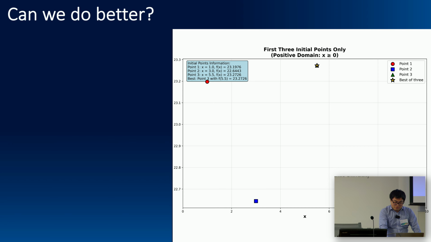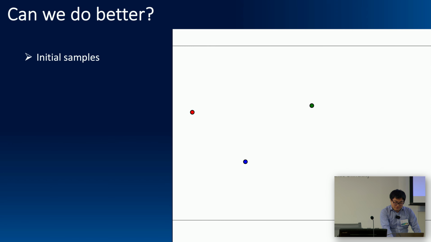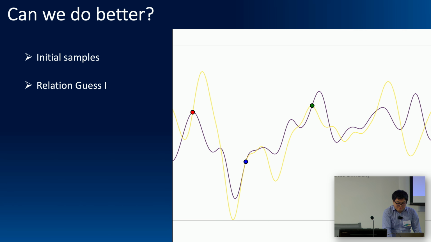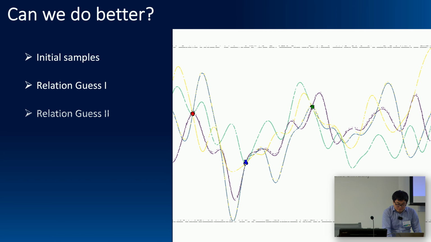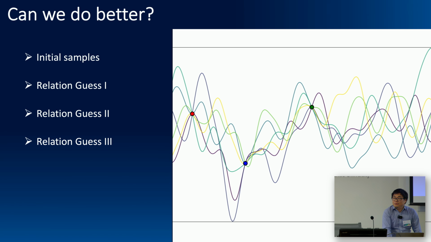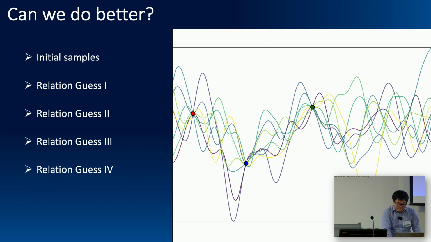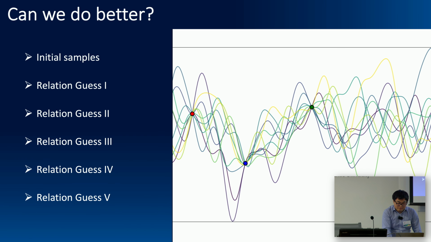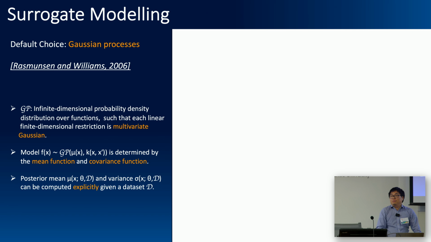So what else can we do? So we'll say that we just use those 3 points as a sample. Sometimes you want to guess the relationship. It can be whatever relationship you think in your mind. And then from those relationships, you try to build a surrogate model. You try to guess what the real relationship is.